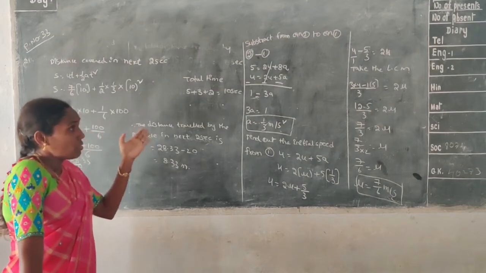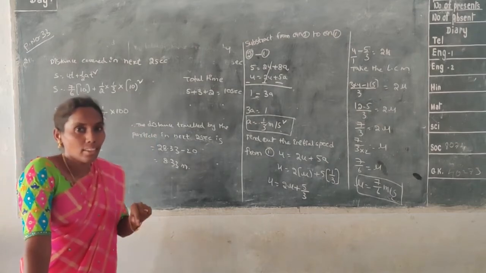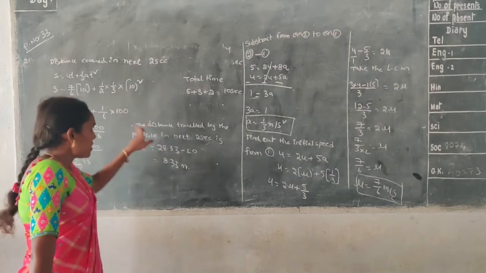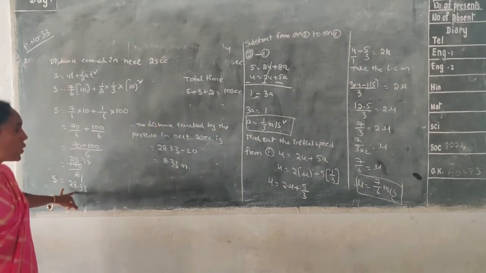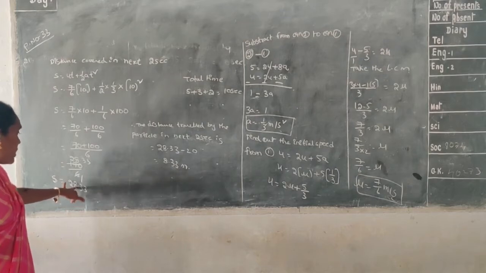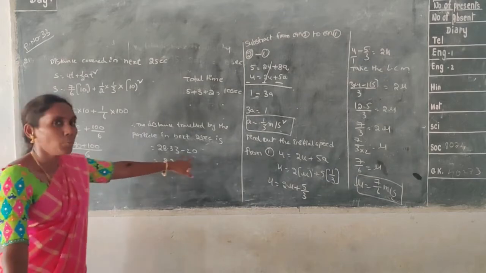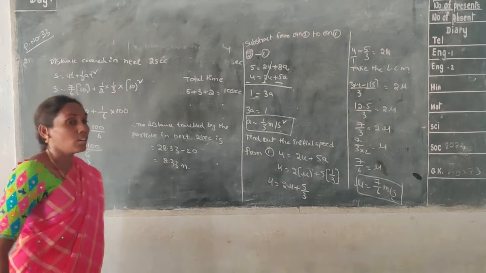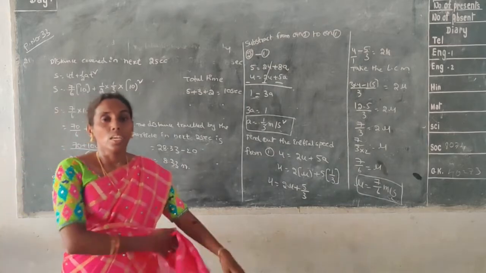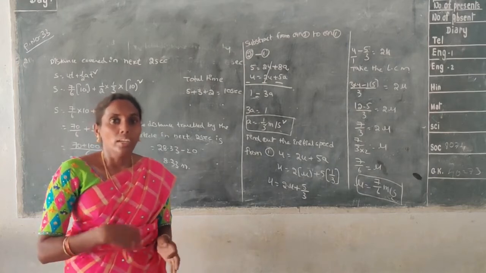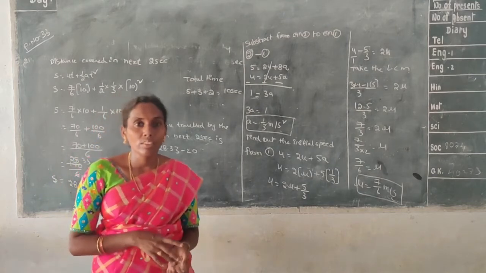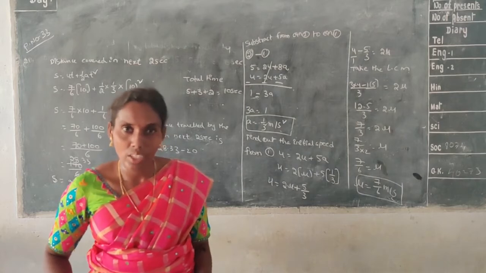This already we know, the distance travelled by the body in 8 seconds is 20 meters. The distance travelled by the body in 10 seconds is 28.33. Subtracting 28.33 minus 20 meters, the remaining value is 8.33 meters. 8.33 meters is the distance travelled by the particle in the next 2 seconds.